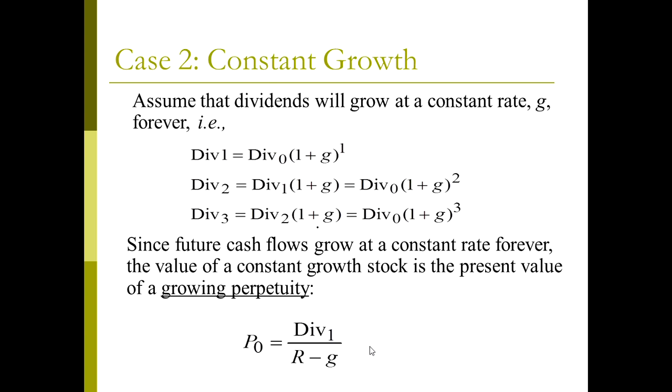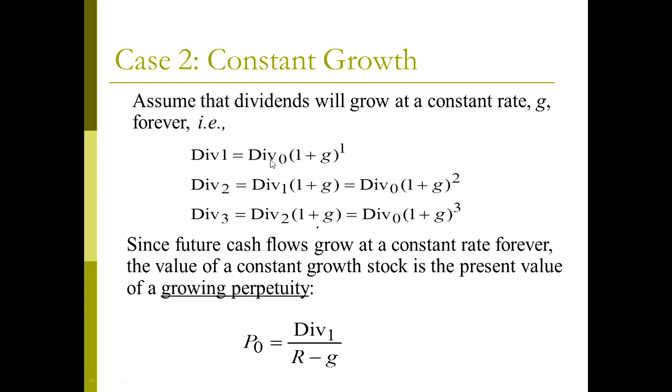Case 2, constant growth. In our second case, we are going to have a different assumption. Instead of assuming a zero growth rate for the dividends, we assume the dividend will grow at a constant rate, g. After all, most people want to buy a stock which has some growth potential, right? So dividend 1 is going to be dividend 0 times 1 plus g. Dividend 2 will be dividend 1 times 1 plus g. So each period, the dividend will grow by 1 plus g.